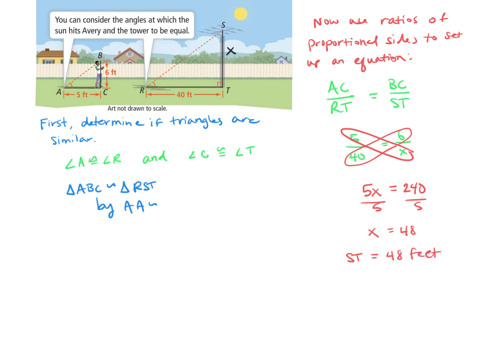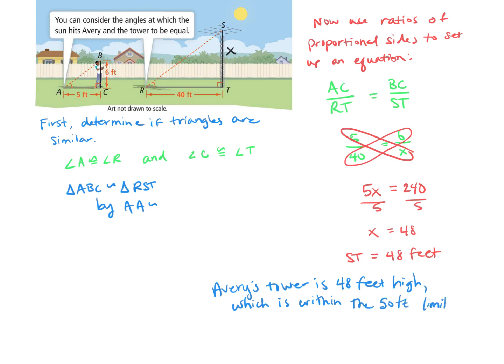So what does that mean? What did we just figure out? Avery's tower is 48 feet high, which is within the 50-foot limit. So he is all good for the height of his tower.